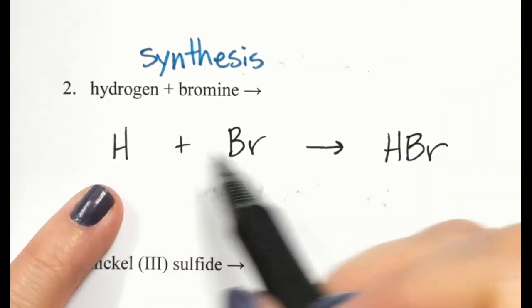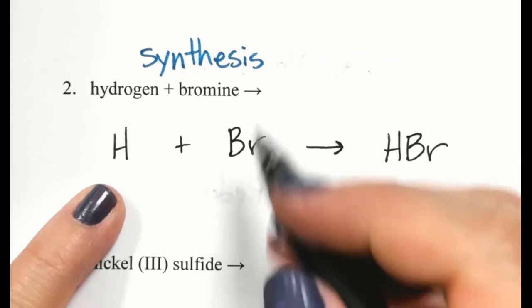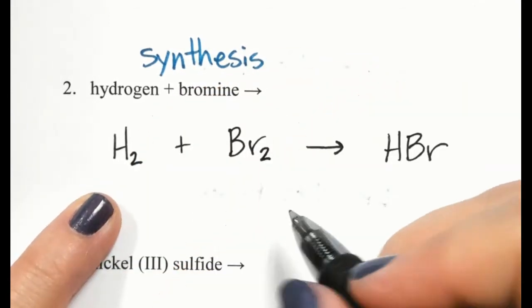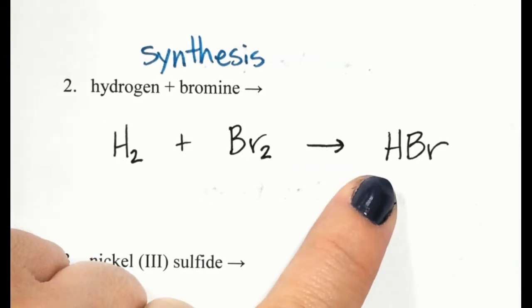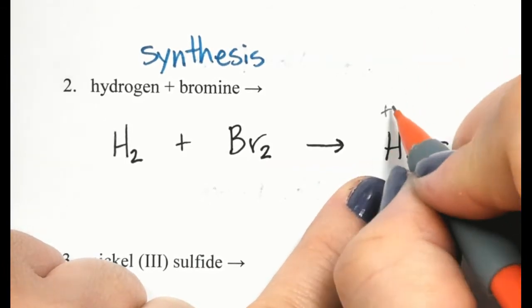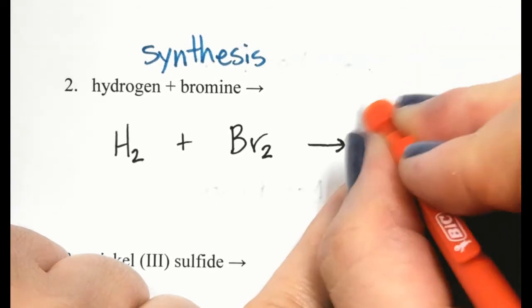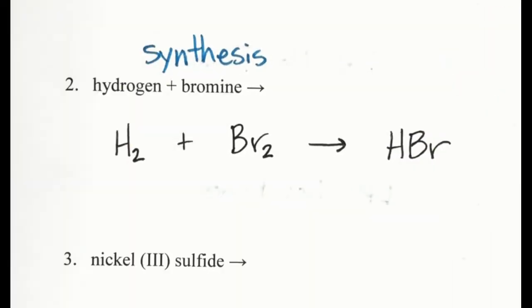Next, if it's a single element, the question is, is it a diatomic? Hydrogen is a diatomic and bromine is a diatomic. And then on the right side of the equation, we have to balance charges. Hydrogen's a +1 and bromine's a -1. Those cancel, and so now those charges are balanced.